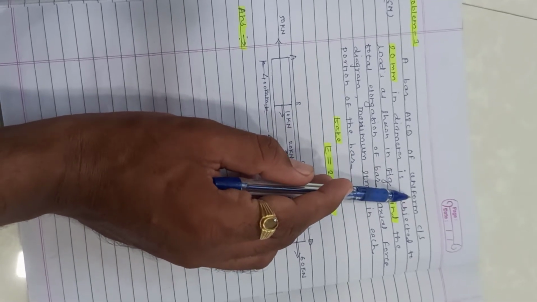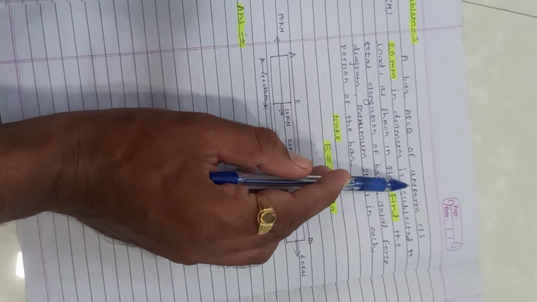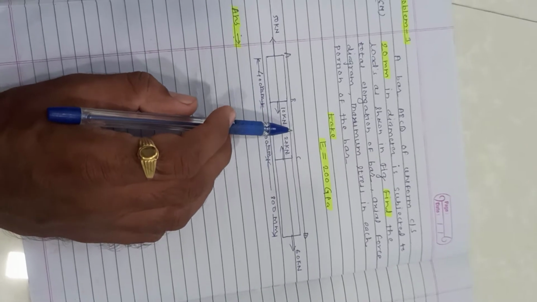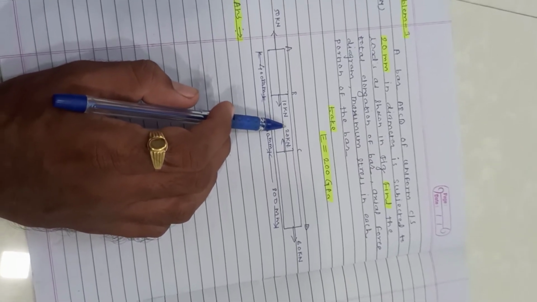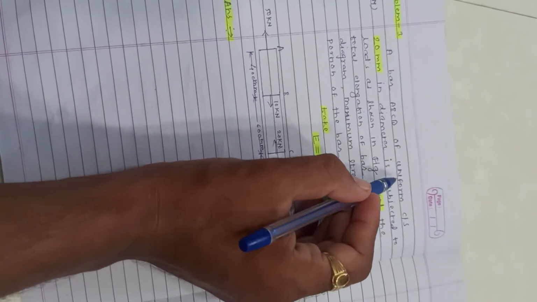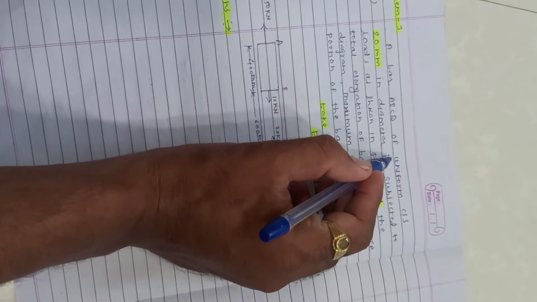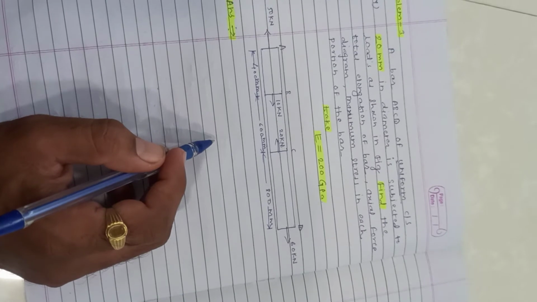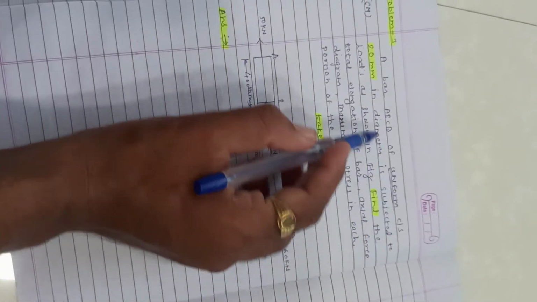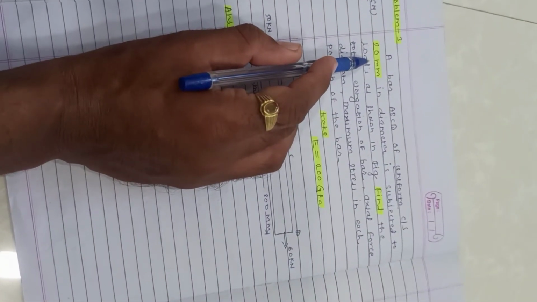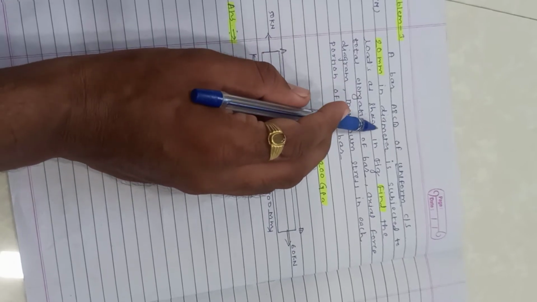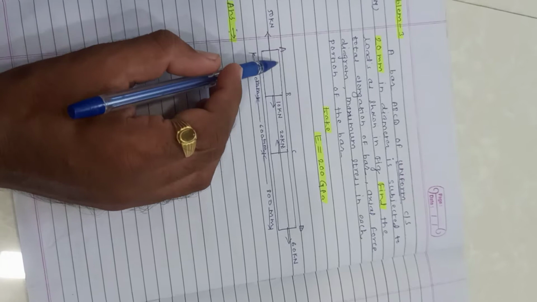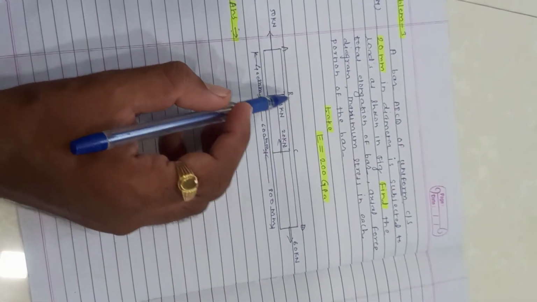In the previous problem, you know very well that the cross section was different. That's why they specifically mentioned the cross section at various sections. But in this case the cross section is uniform, having a 20 mm diameter. The whole diameter is 20 mm.